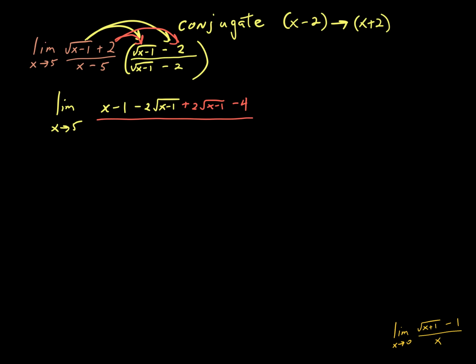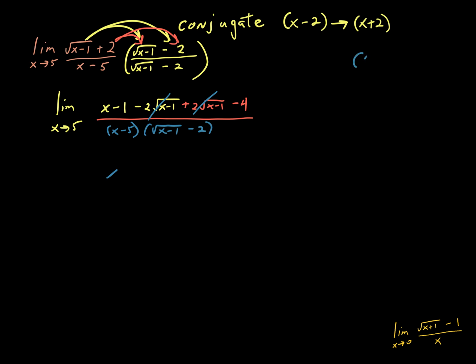For the denominator, I'm just going to leave it as x minus 5 times this. I'm not going to get involved with that. You'll see why in a minute. Let's continue. These two cancel. Whenever you multiply conjugates, the middle terms are always going to cancel.